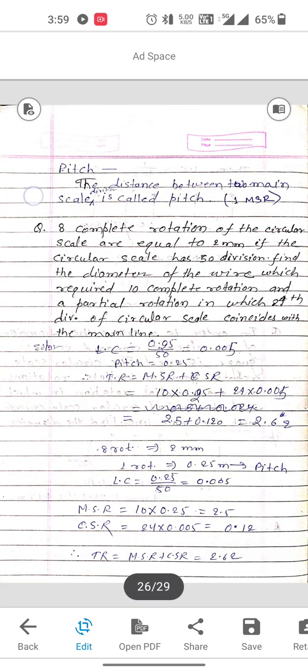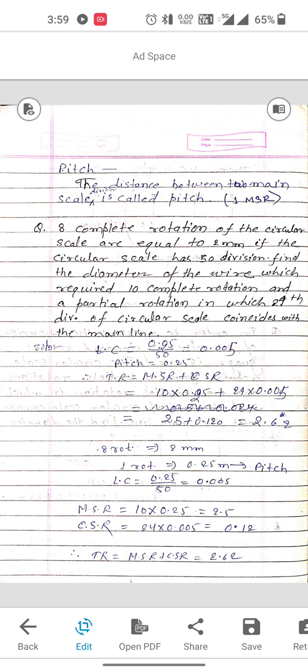Now here is the question. 8 complete rotations of the circular scale are equal to 2 mm. If the circular scale has 50 divisions, find the diameter of the wire which required 10 complete rotations and a partial rotation in which the 24th division of the circular scale coincides.